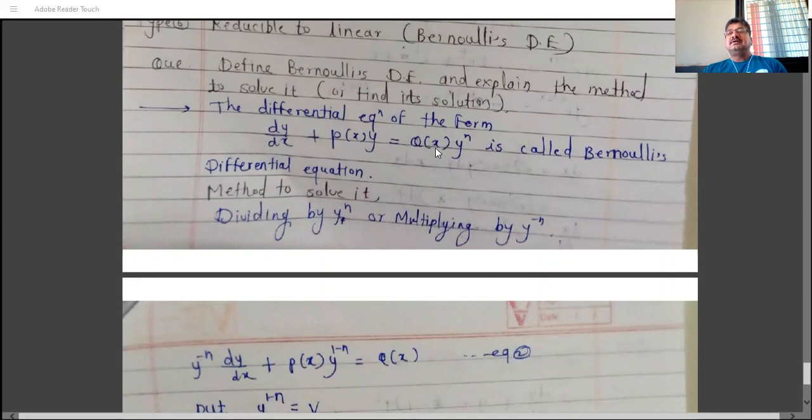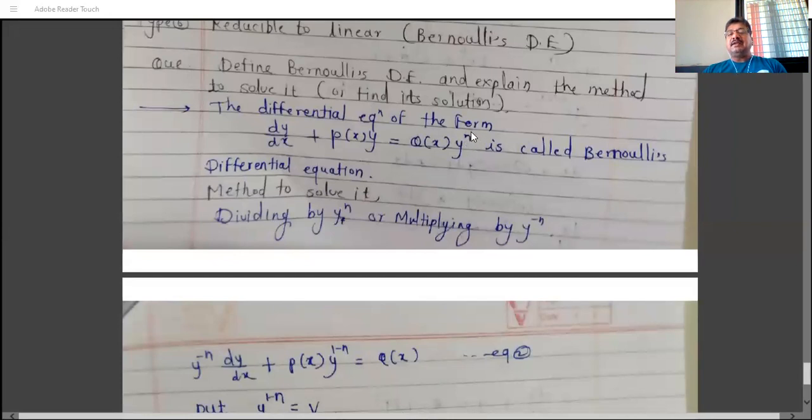Up to this, linear differential equation and Bernoulli differential equation are the same. Just one extra term is multiplied, y raised to n, on the RHS. So q(x) y raised to n. Here n is any integer, the value of n is an integer. That is, n is either 1, 2, 3, 4.